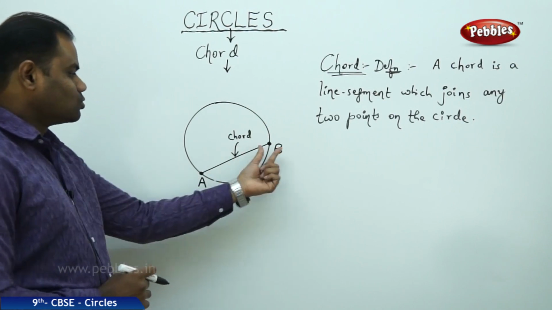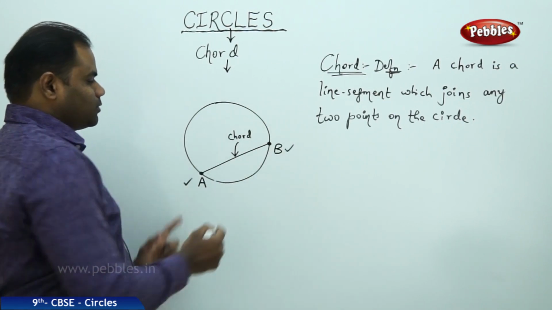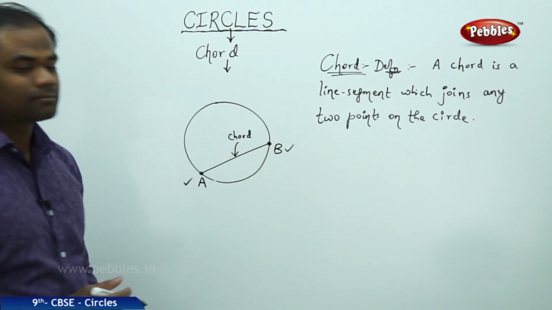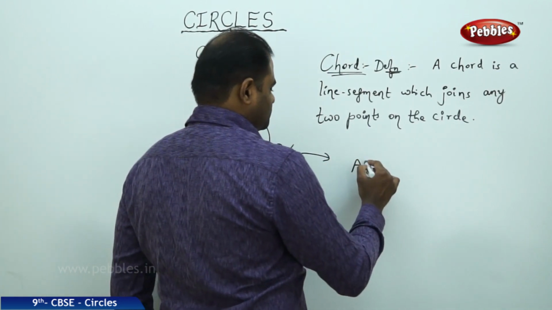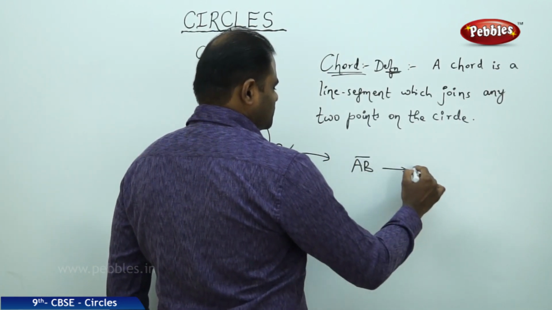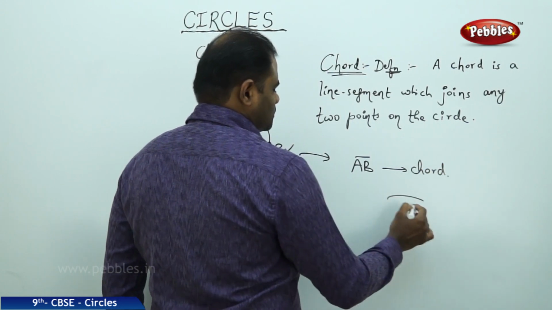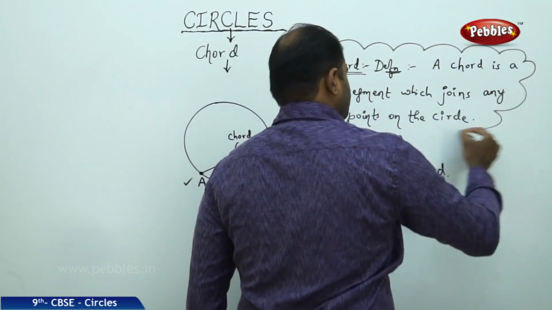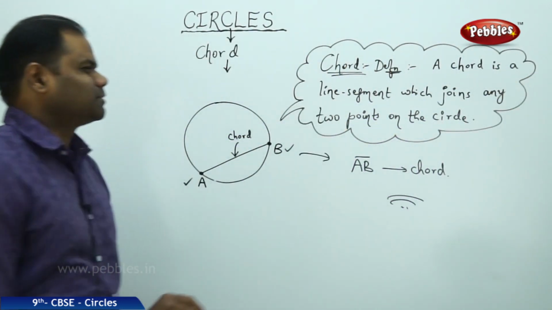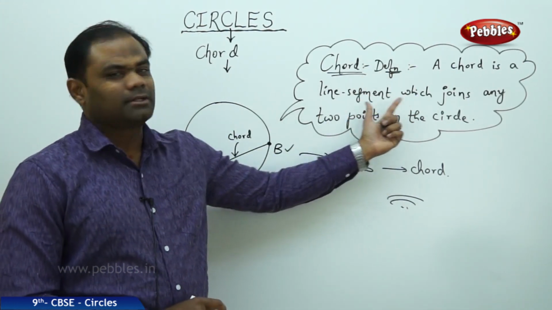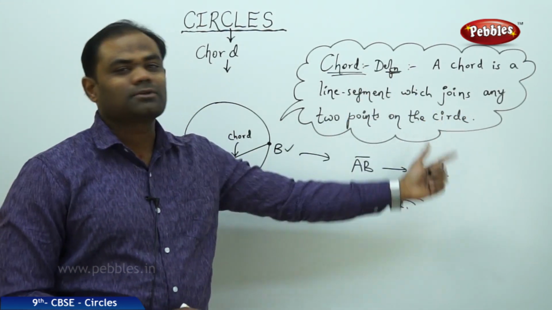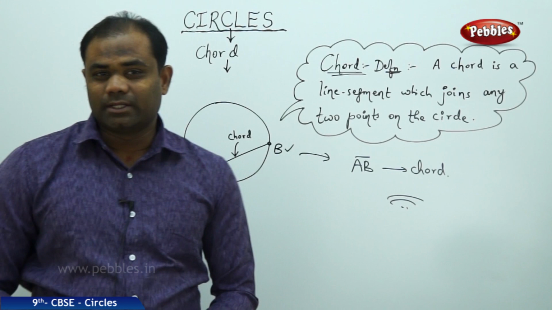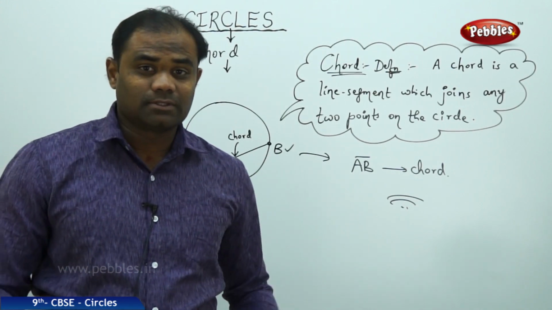In this case, the 2 points A and B are joined to form a line for the circle, and this line AB is called the chord. So in this diagram, line segment AB is the chord. Is how I understand the definition of the chord. A chord is a line segment which joins any 2 points on the circle. In this case, AB being the chord. Is how I understand a chord connected with the circle.